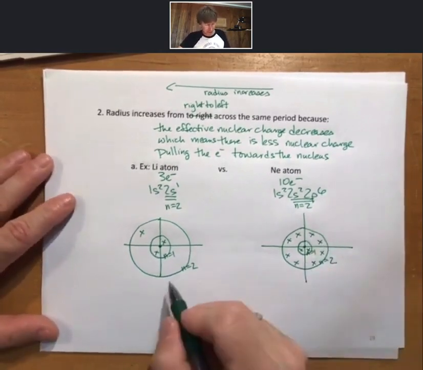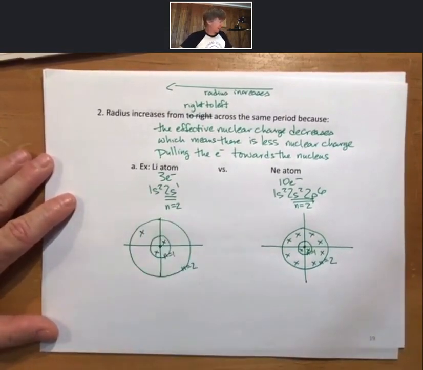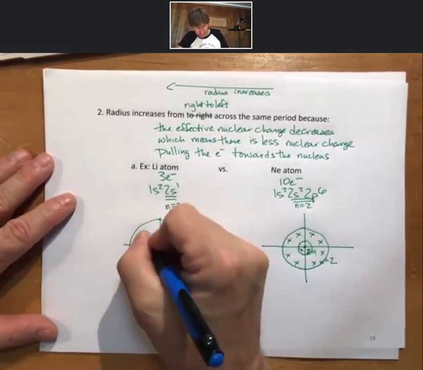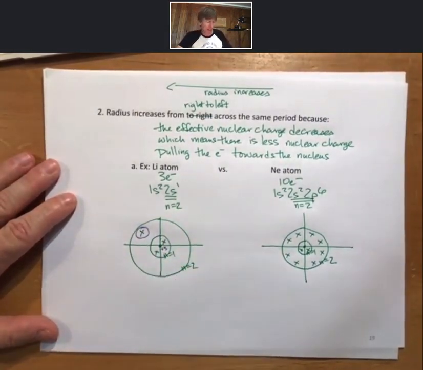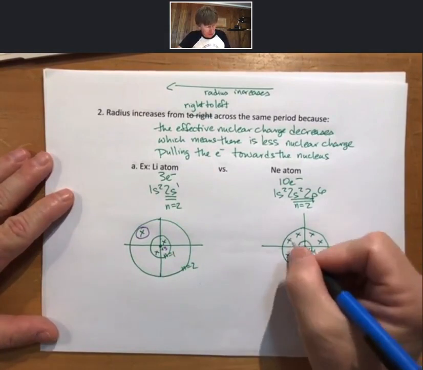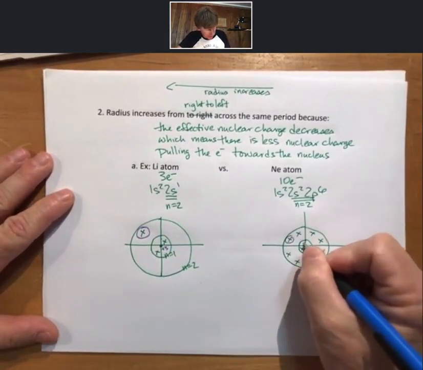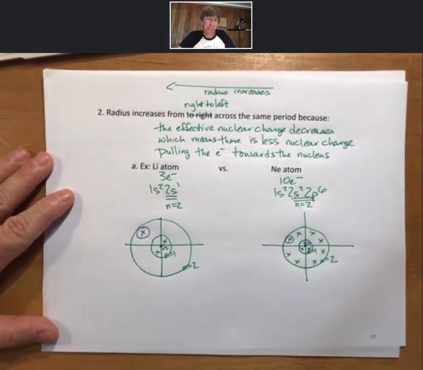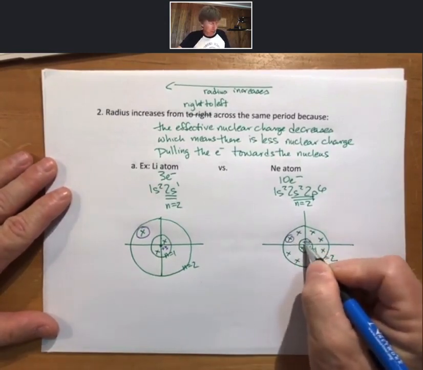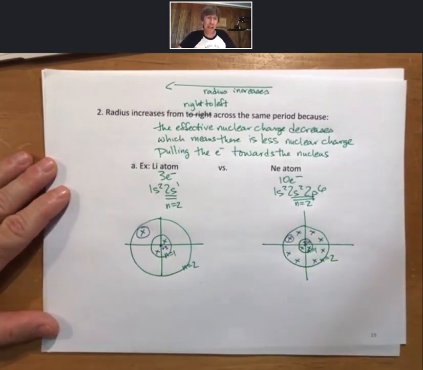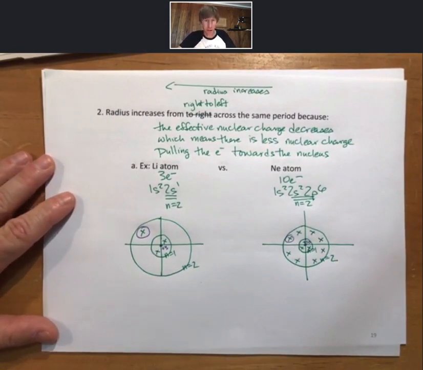All right, so this electron feels the pull of the plus 3 nucleus. Each of these electrons feels the pull of a plus 10 nucleus because there are 10 protons and 3 protons. So, in a very real way, these electrons are pulled closer to the nucleus by the larger positive charge. That is the straight up nuclear charge.